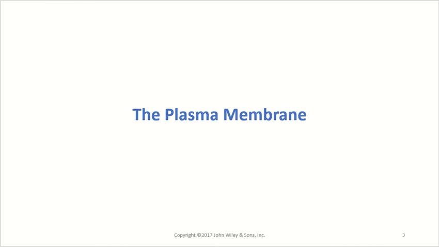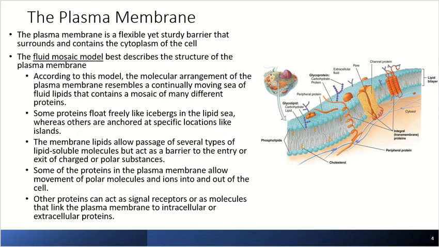So, starting with the plasma membrane. This is a flexible but still sturdy barrier that's going to surround and contain all of the components of the cytoplasm that are going to make up the cell.